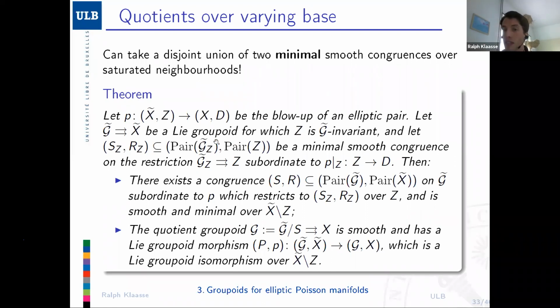It's basically saying that if you have the data to quotient over Z, and it's minimal in this precise sense, it basically means that there's some PBG groupoid, if that makes sense to you, that we're using here. Then you can glue it together, and then you get what you want. So then the quotient exists, it will be smooth, and it has a Lie groupoid morphism that's induced.